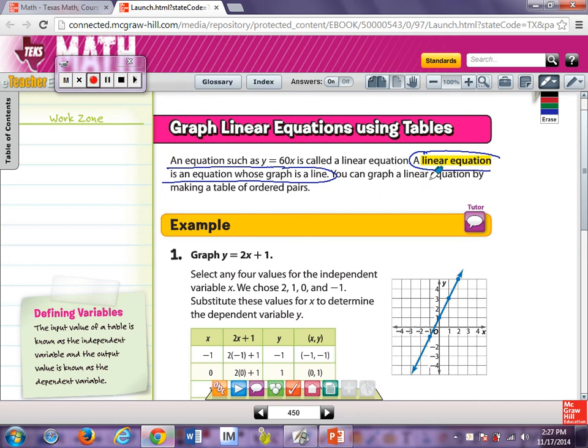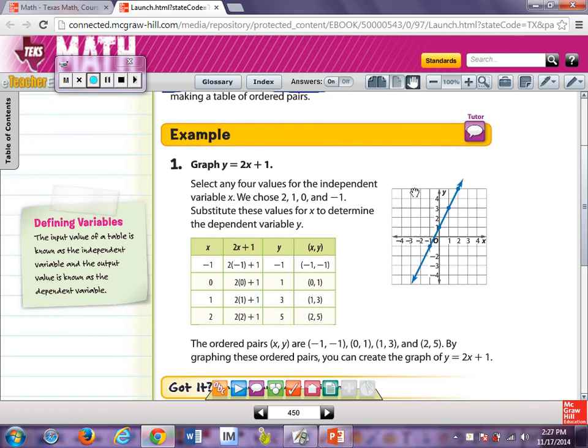You can graph a linear equation by making a table of ordered pairs. This is probably one of the biggest ideas for Algebra 1. So I'm going to show you, beginning with example 1, how you're going to approach all your work from here on out. And this is true for algebra, every class, every school ever that teaches this topic in the beginning. So let's go ahead and jump right into example 1. They ask us to graph y equals 2x plus 1.